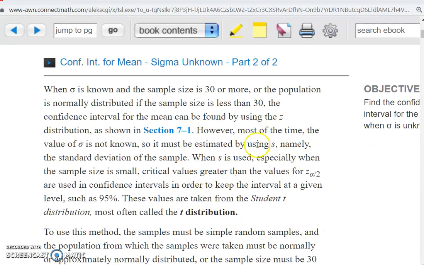Okay, and that's what he talks about right here. Now he mentions this one more time in passing, but it is important to realize that if the sample size is 30 or more, we don't care if the population is normally distributed. We care, but it doesn't matter. This formula still works. On the other hand, if the sample size is less than 30, then a requirement is that the population has to be normally distributed.